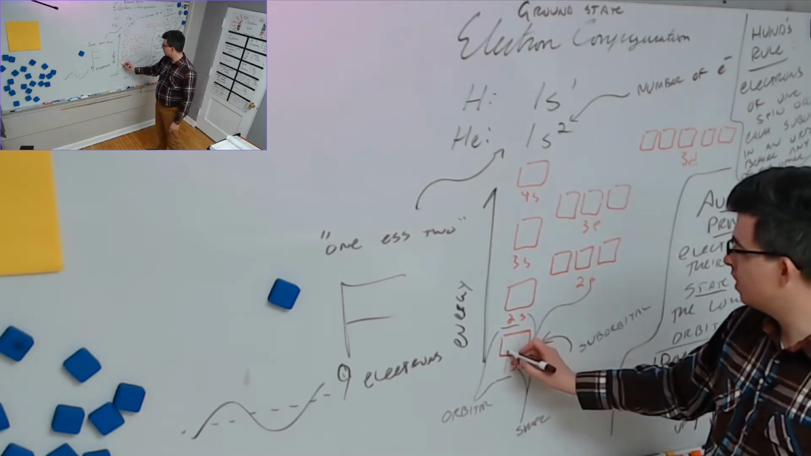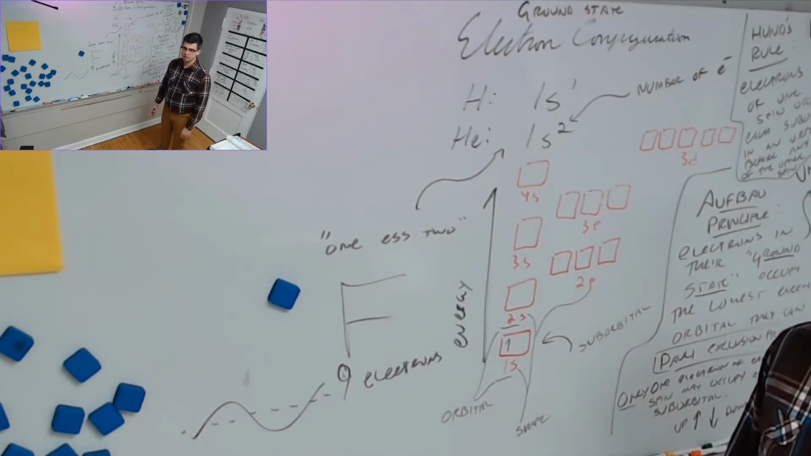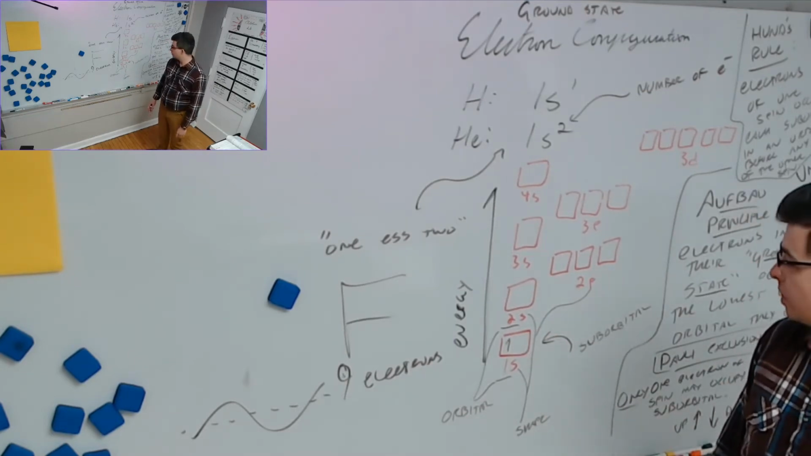1s. So I put in an upspin electron in 1s. That's 1 down. I've got 8 more to go. Where do I put the next one?